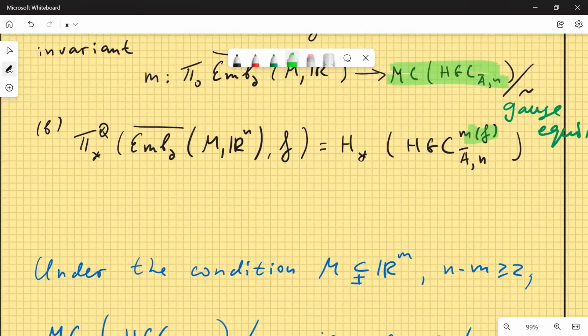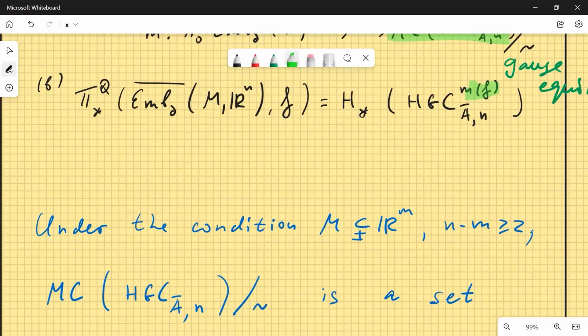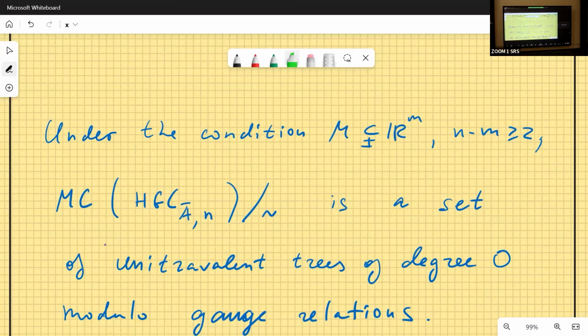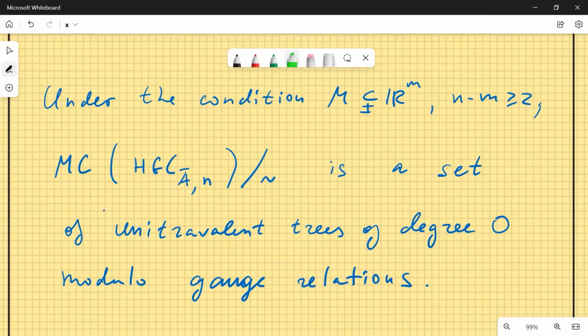Right. And if we also additionally assume that m doesn't coincide with Rm, then we can describe this set of Maurer-Cartan elements by means of unitrivalent trees. So we have unitrivalent trees of degree 0. And this really just follows from the degree reason. So essentially graphs which have loops just don't appear in this graph complex.